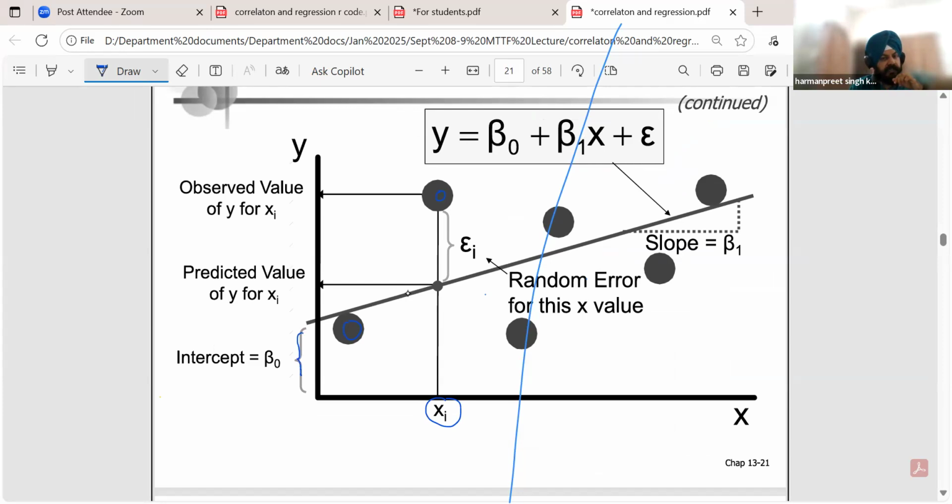This is your intercept, that is at least the value of y, that is beta naught. This black dot shows the pairs of x and y values. So this is my regression equation. Okay. So what we are concluding from this regression equation, now you can understand it in a better manner.